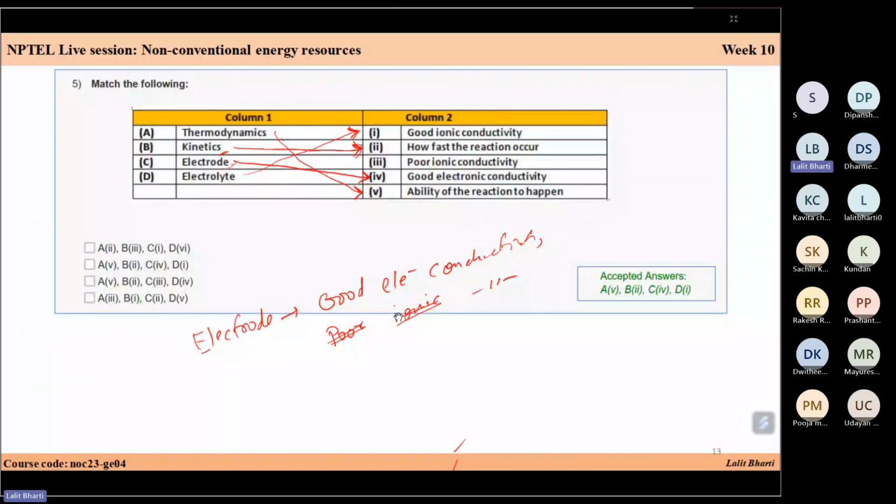Then we have the fifth question. We need to match the following columns. First is thermodynamics, kinetics, electrode, and electrolyte. Then we have good ionic conductivity, how fast the reaction occurs, poor ionic conductivity, good electronic conductivity, and ability of the reaction to happen.